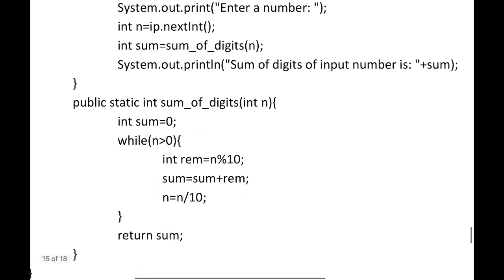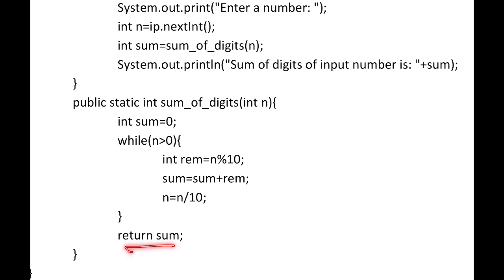So once the value of n becomes 0, the loop is going to terminate and it is going to return the value of sum. So once this statement return sum gets executed, the method finishes its execution and again the control comes here. So where it left.